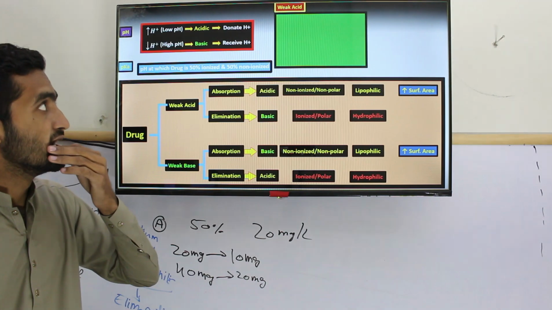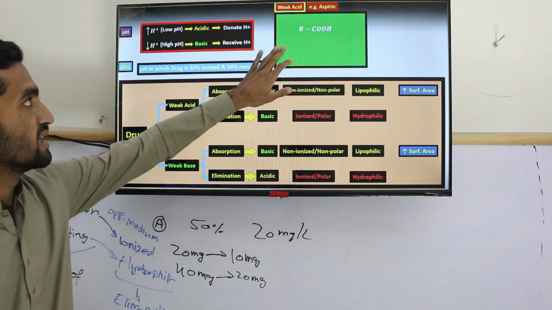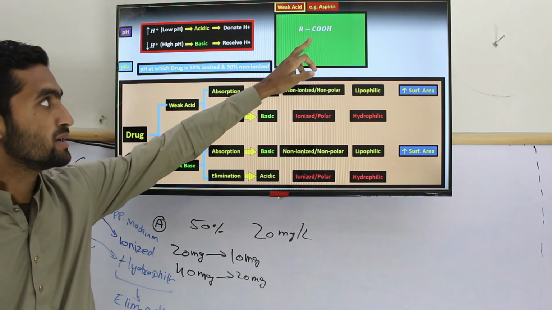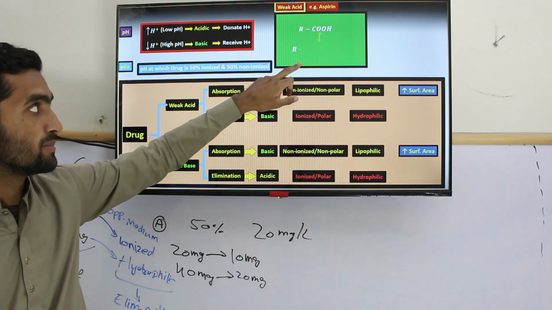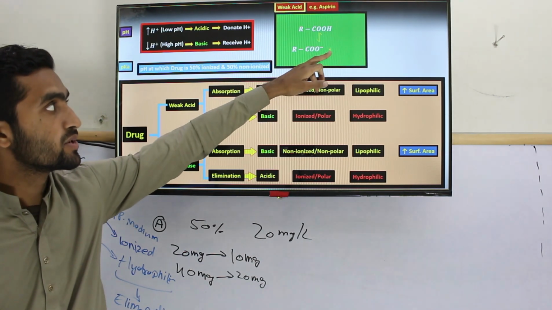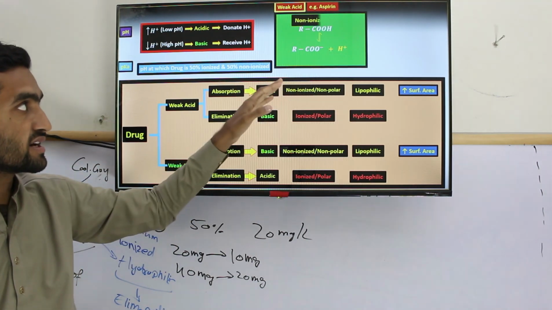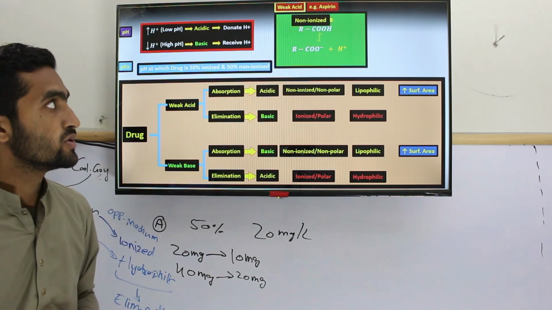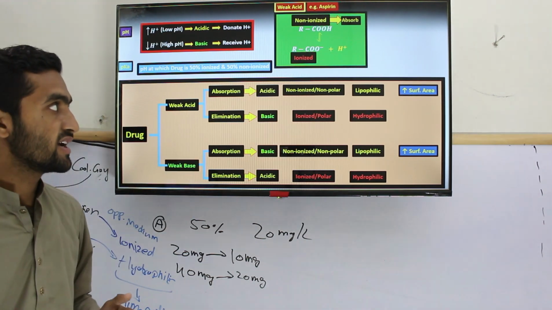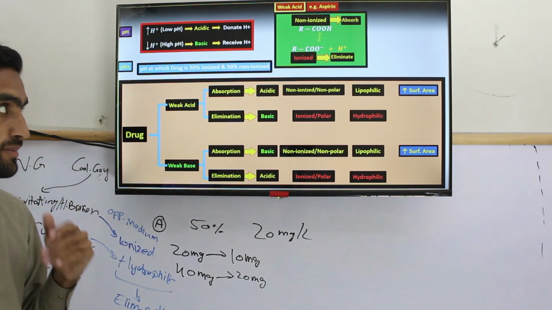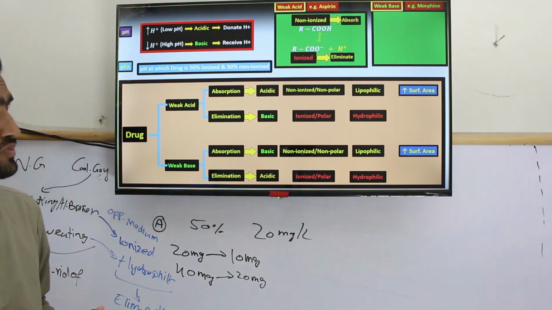Now apply this concept to a weak acid. Aspirin is a good example. Here is aspirin in the acidic medium. In the acidic medium, it is non-ionized. If it goes into the basic medium, what will happen? It gives the proton because it has the ability to donate the hydrogen ion. So it is non-ionized in the acidic medium, so it would like to absorb. When it goes into the opposite medium, it ionizes, and finally it wants to eliminate.